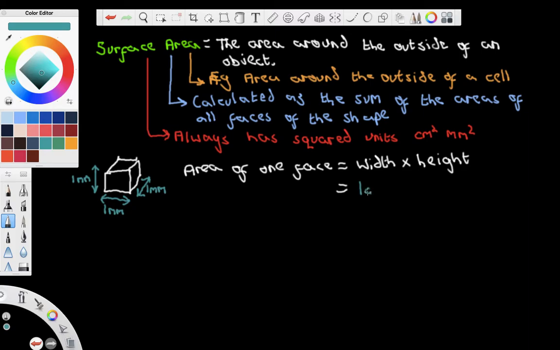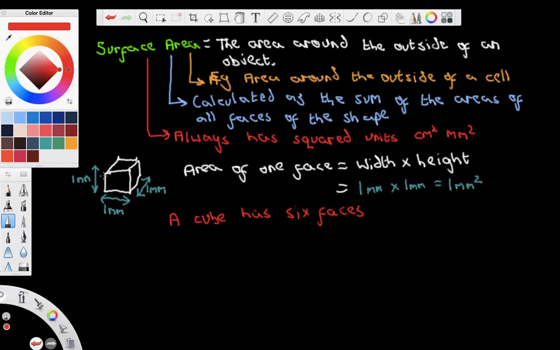1 millimetre, sorry, we're not measuring in centimetres, are we? 1 millimetre times 1 millimetre gives me 1 millimetre squared, because we're measuring our units as a surface area, so it is a squared unit. And as we said earlier, a cube has 6 faces.